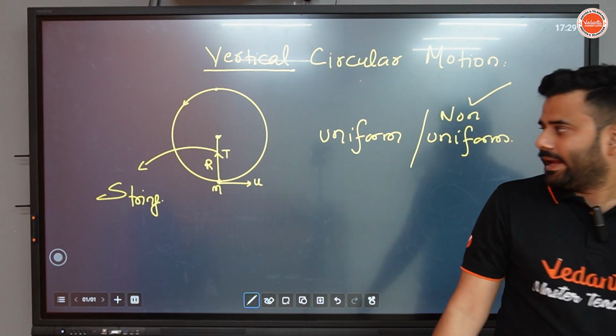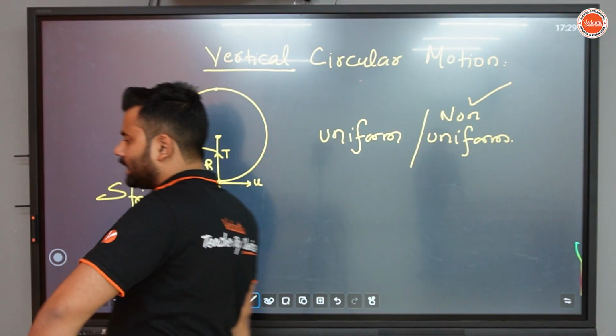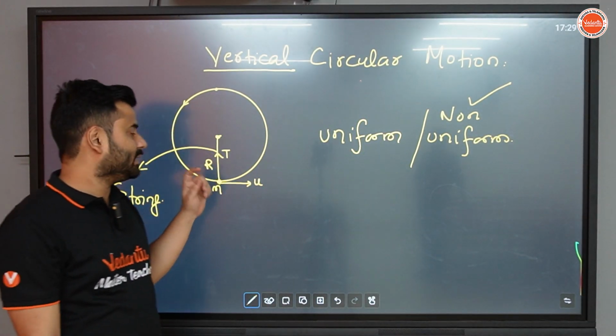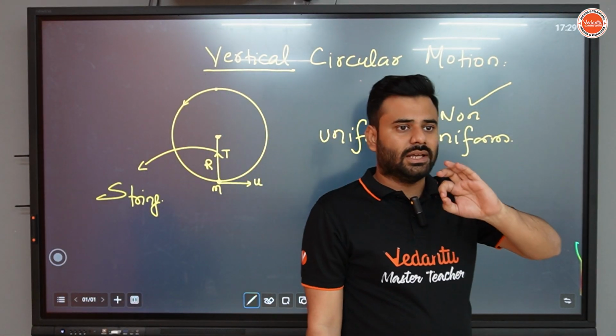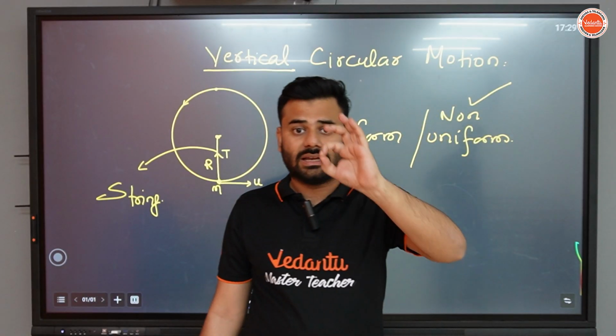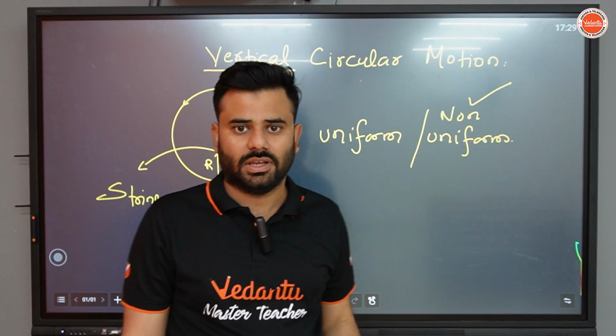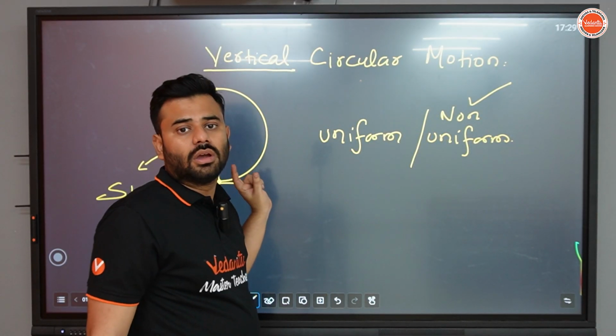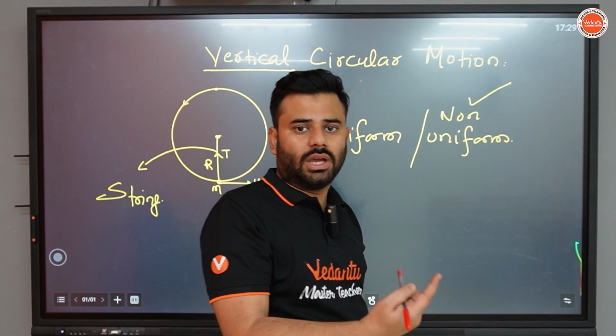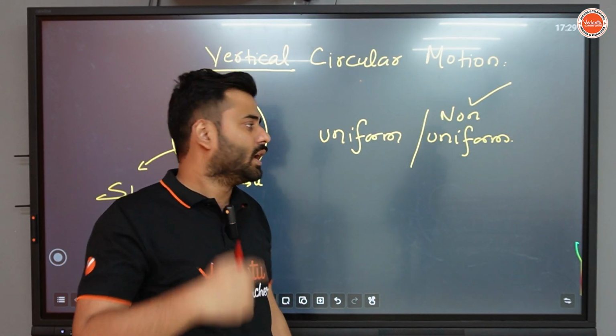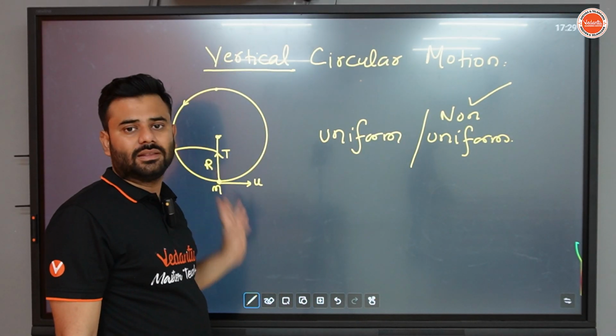Yes or no? And this particle will remain in the circular path as long as there is some tension in the string, that is, the string is tight. If the string becomes loose, the tension in the string becomes zero. If the tension in the string becomes zero, the particle will no longer remain in the circular path.